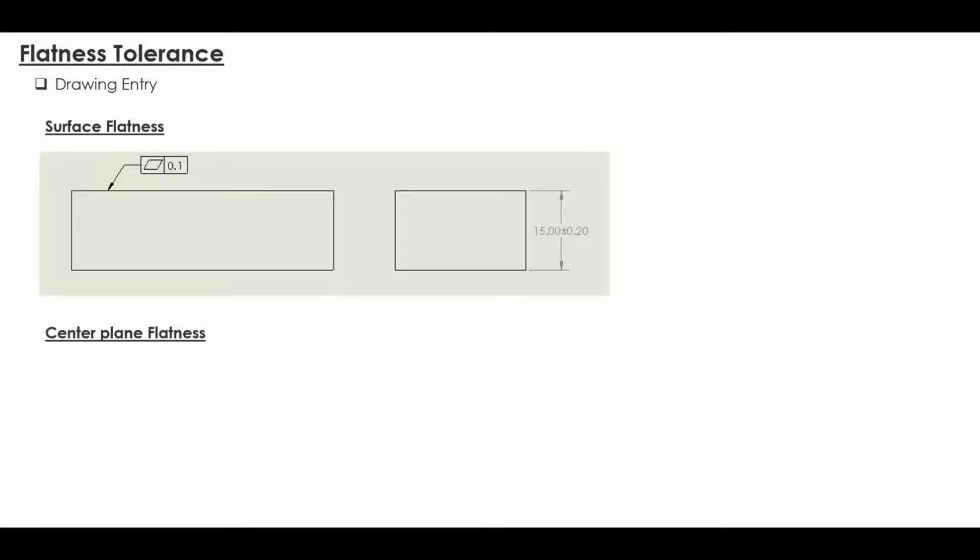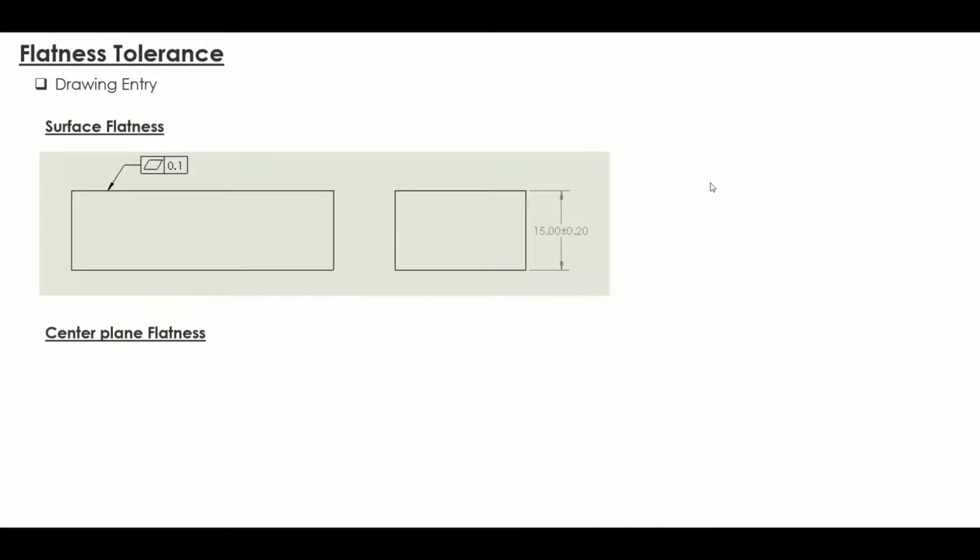There are two types of flatness: surface flatness and also the center plane flatness. We also call it the derived median plane flatness. So for surface flatness, similar to straightness, you can see that the leader arrow is pointing at the top surface. So it means that it will control the tolerance zone on the top surface.